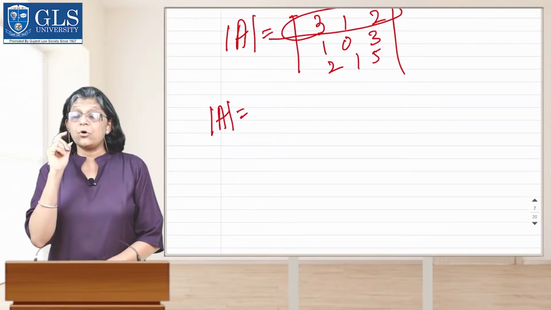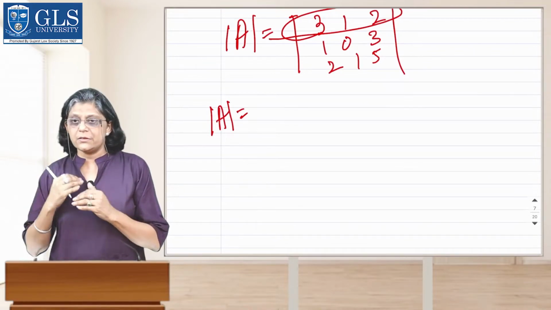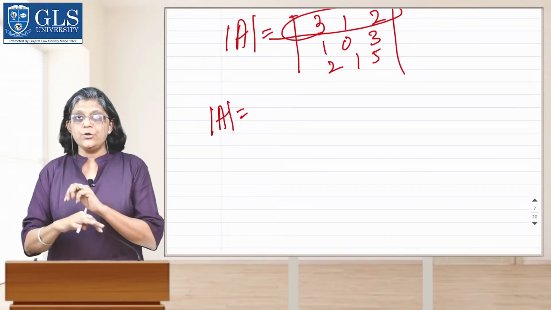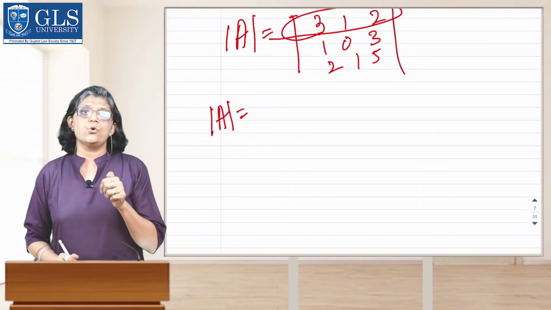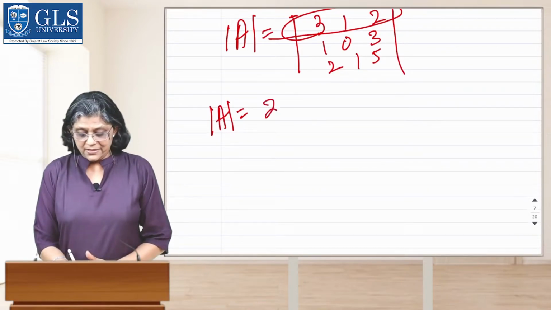Which row do we have to take? See, you can go ahead with the second row also and you can go ahead with the third row also. But for uniformity we always try to go ahead with the first row. So for the first row we take the 3 elements.